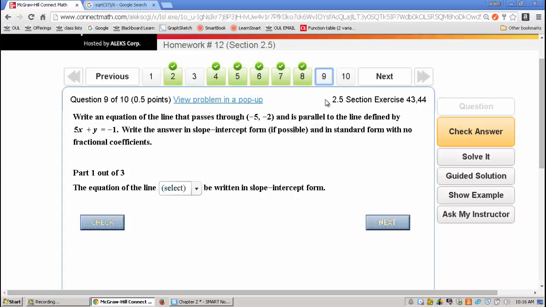Some work in the earlier two, but they don't count. Okay, 9 and 10 are real solid questions. Let's read 9.